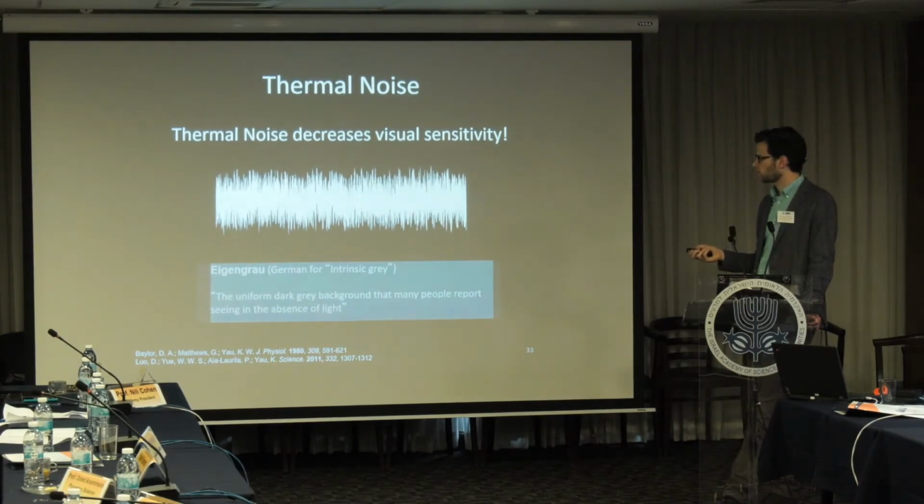This was first observed by German scientists who coined the term Eigengrau, which means intrinsic gray. And this is responsible for the uniform dark gray background that many people report seeing in the absence of light. So if you close your eyes at night, at the beginning you see some white dots, and it's not completely black, but kind of bluish, grayish. The reason for this is the thermal isomerization.